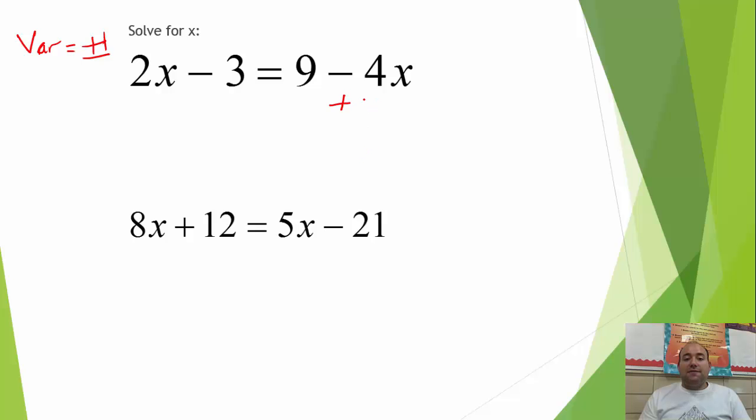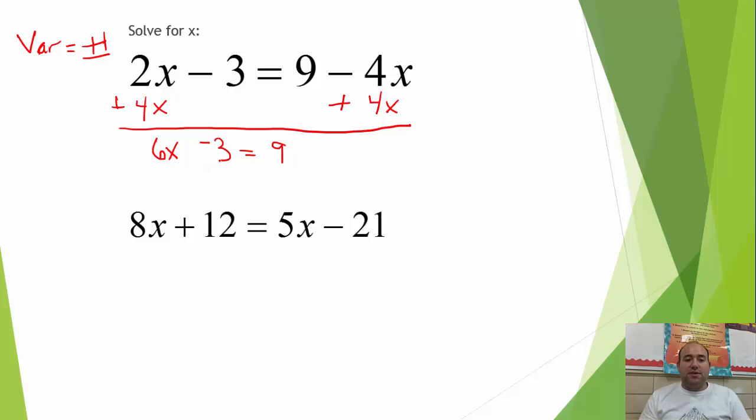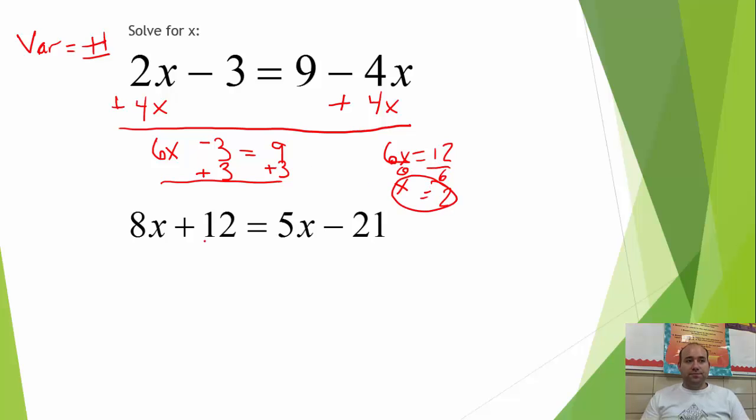It really doesn't matter which side you bring them to. I'm going to add 4x to both sides because, to me, I like to keep the x positive, and if I were to subtract 2x over to the right, that would give me a negative. Now that I have x's on the left, I got to bring the numbers to the right. So since I have minus 3 on the left, to get it to the right, I have to add 3. So I get 6x equals 12, divide both sides by 6, x is 2. All right, and remember, if I want to, I can plug in 2 for both of these x's and check to see if it worked.